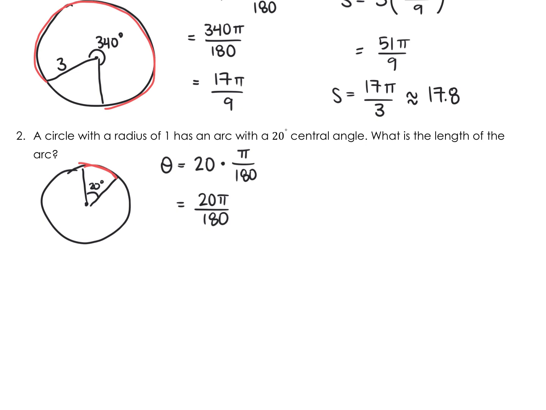And I just need to simplify the 20 over 180, which is going to become pi over 9. So for my arc length, take my radius 1, multiply it by pi over 9, and I'm going to get an arc length of pi over 9, which is about 0.35. So very, very short distance for our arc length.